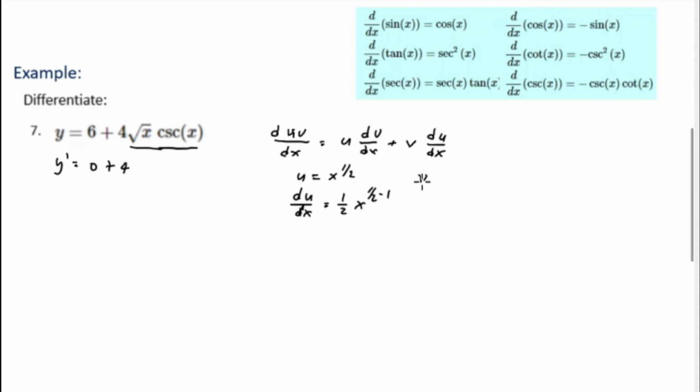And v is cosecant of x, and the derivative dv over dx, of the function cosecant of x. The derivative of cosecant of x is equal to negative cosecant of x cotangent of x.